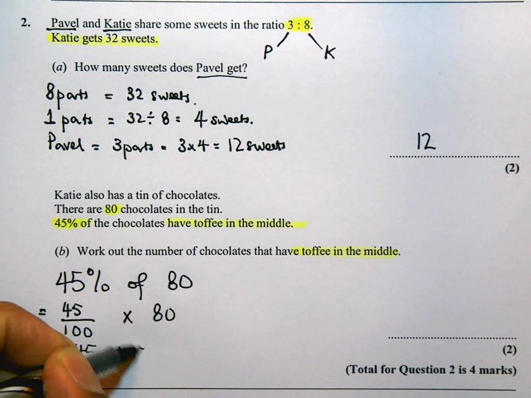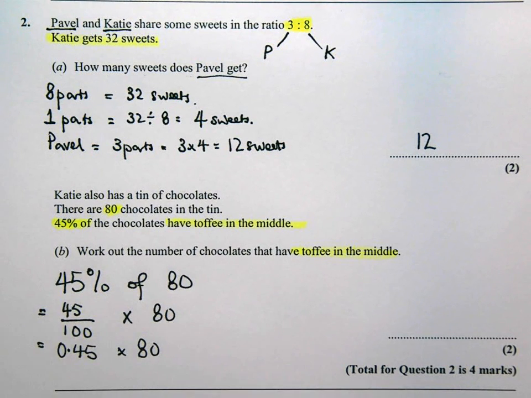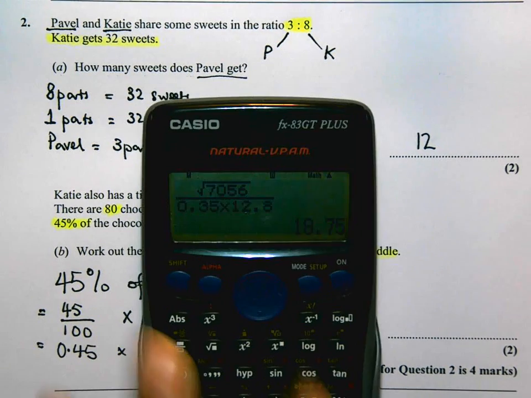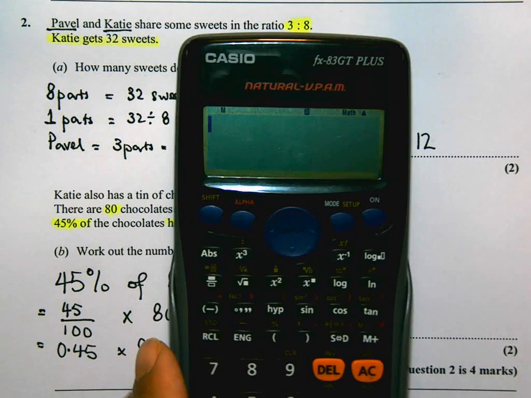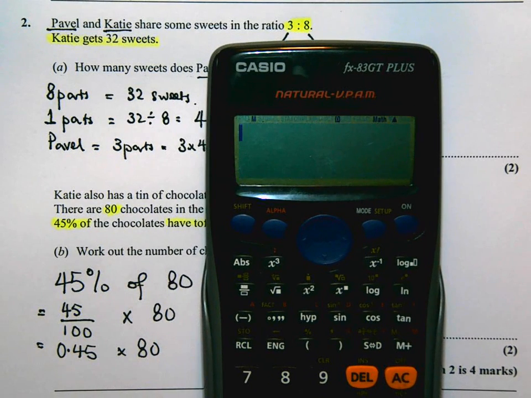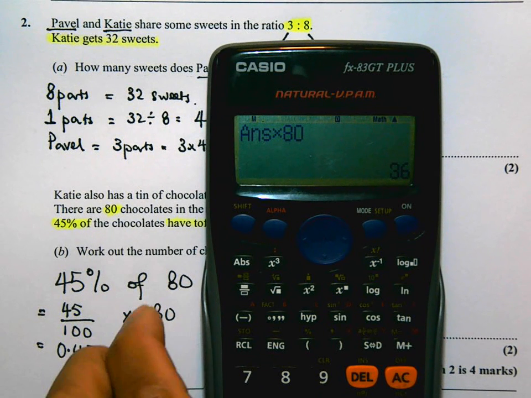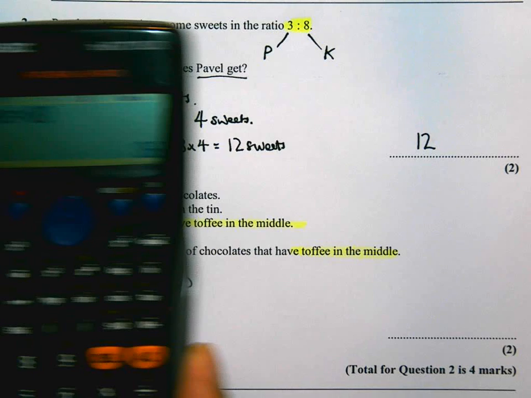Now, I've just done that last calculation in my head. However, what I could do is I could do it all on the calculator. 45 divided by 100 equals, then times that by 80 equals, and there's my answer, 36. Okay, and that's what I'm going to put into the answer space, 36.